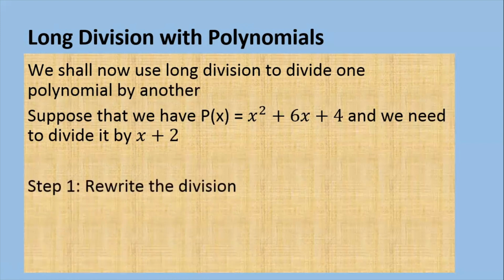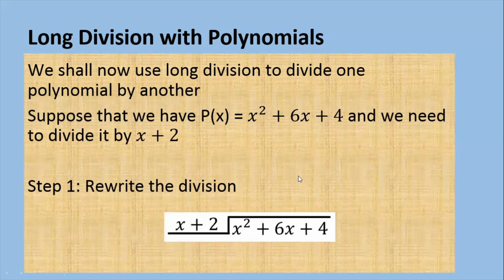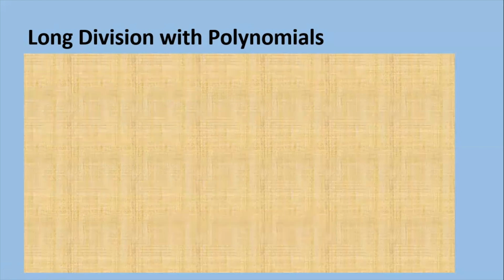Well, first of all, you're going to rewrite the division. What do I mean by that? Well, simply you write the polynomial that's x squared plus 6x plus 4, the division, you know how to write it, and you will divide by what? You will divide by x plus 2, so the x plus 2 comes here. Okay, that's simple. And then what do we need to do?